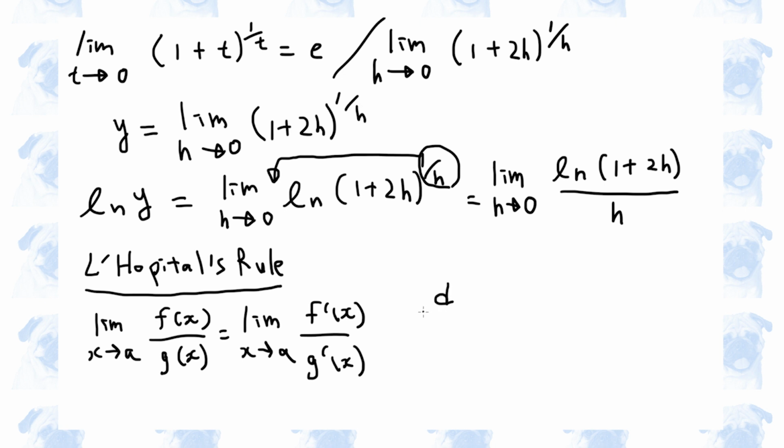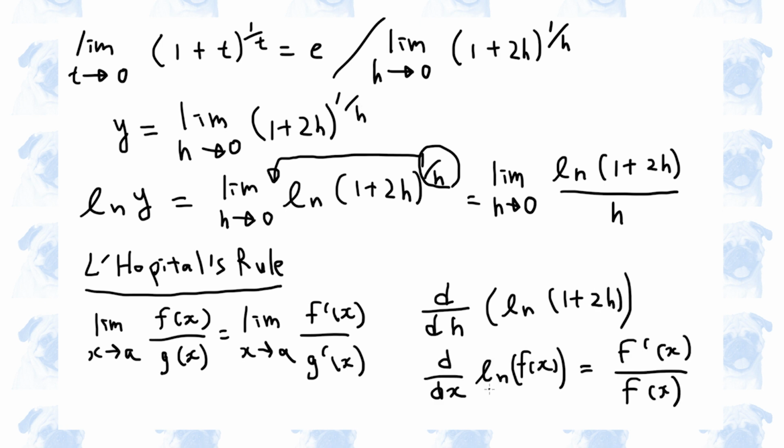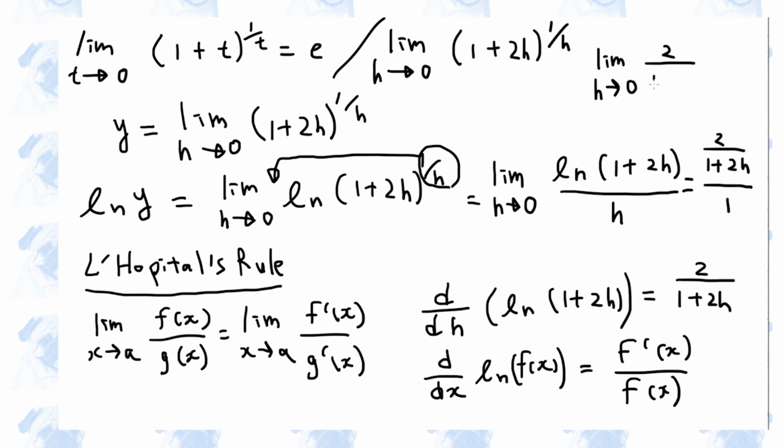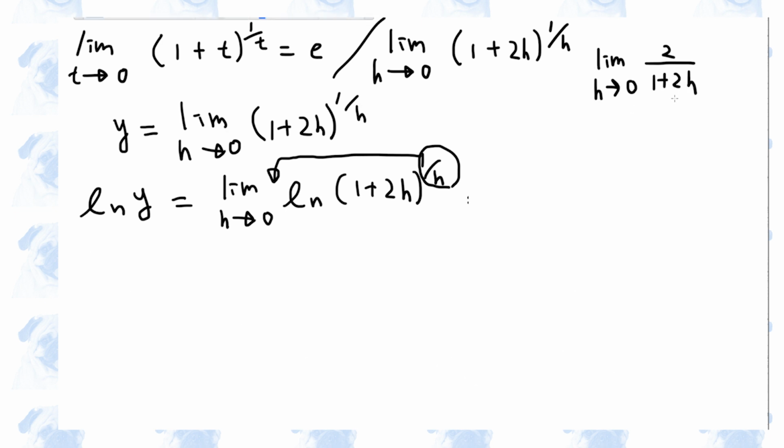So what is the derivative of the natural log of 1 plus 2h? Derivative of the natural log of the function f of x is equal to f dash of x over f of x. So this is equal to 2 over 1 plus 2h. And the derivative of h is just 1. So we have 2 over 1 plus 2h. As h approaches 0, 2h becomes closer and closer to 0. So this is equal to 2 over 1 plus 0, which is 2.